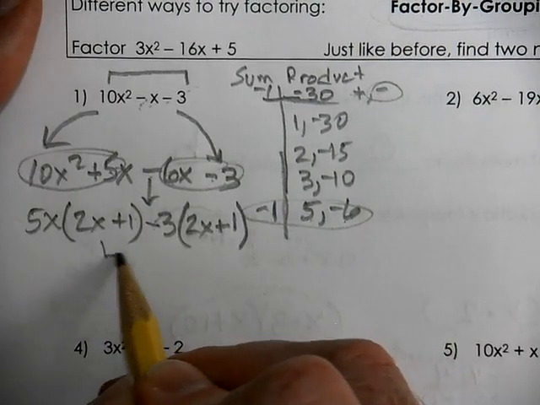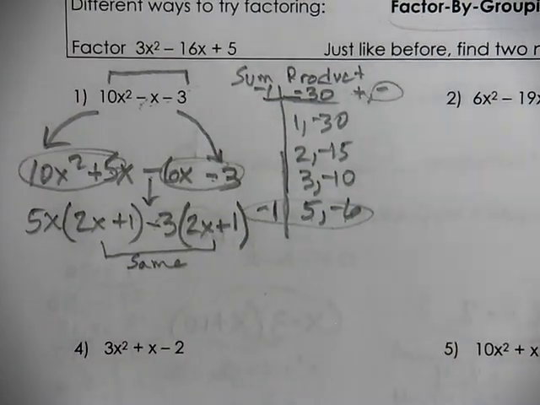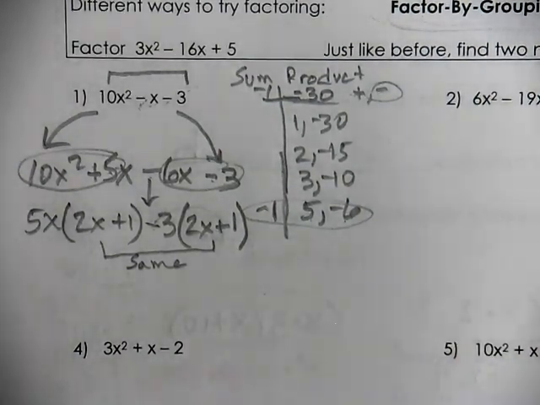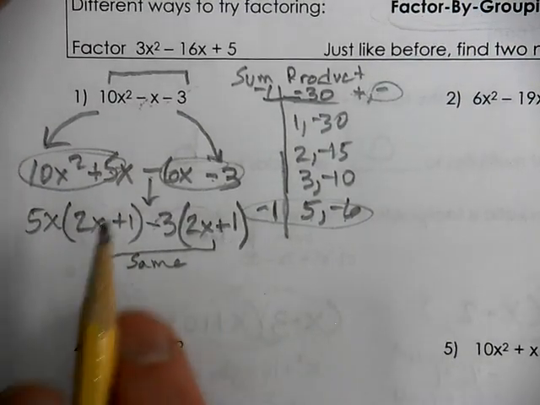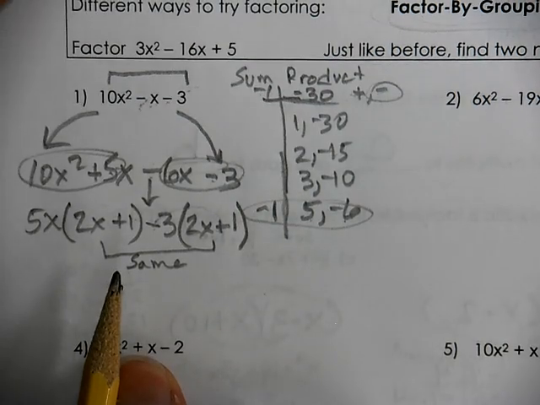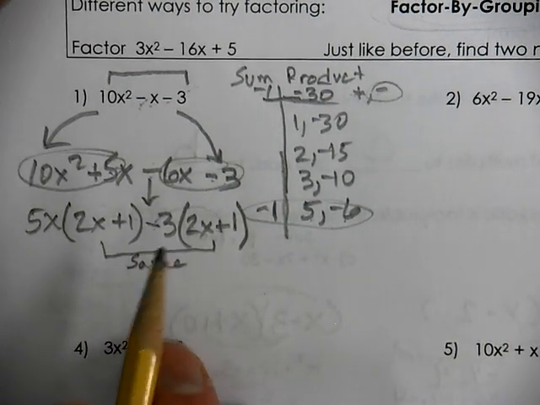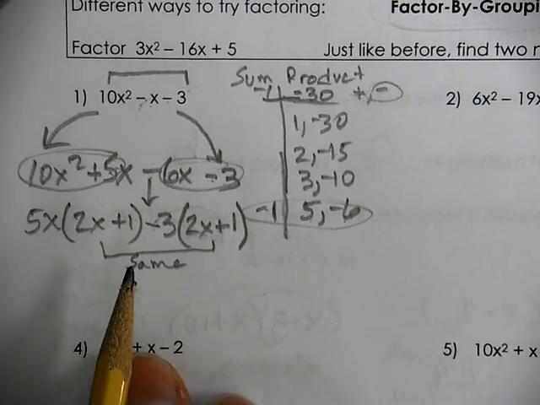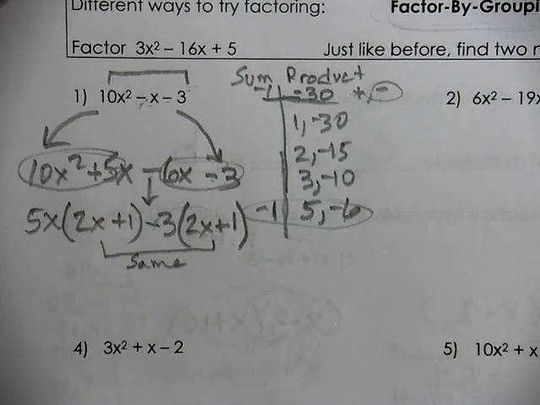Both the parentheses are exactly the same. That is not a coincidence. They have to be the same. If you're working through a problem and they're not the same, then you either factored out the wrong number, you pulled it out incorrectly, or it's not factor by grouping. You can't factor it. That is a possibility. But it can't work. Something's wrong.